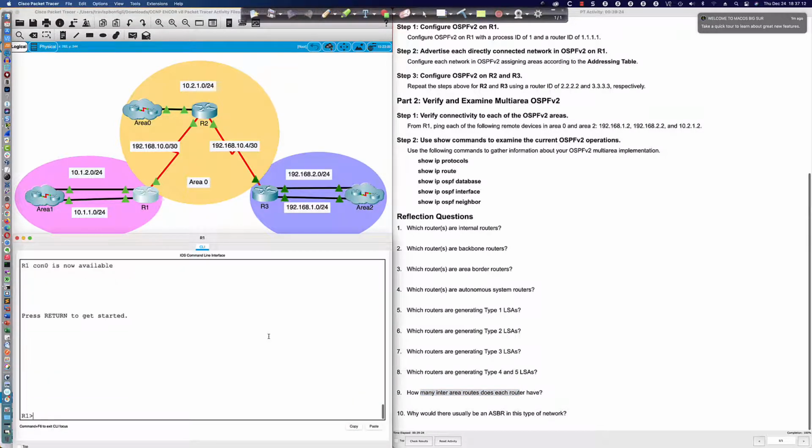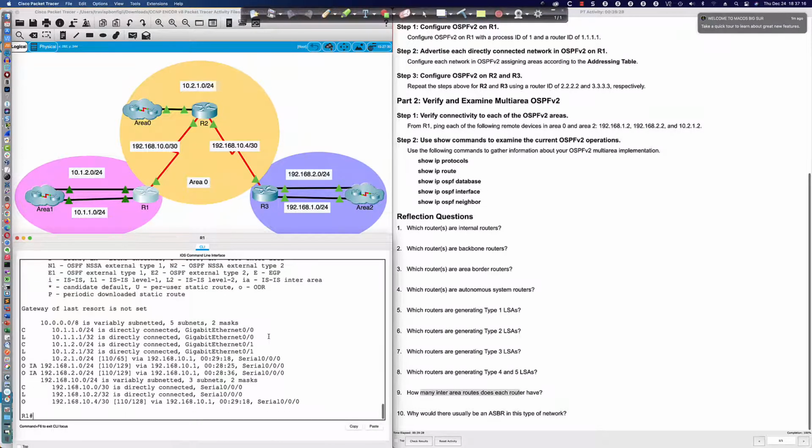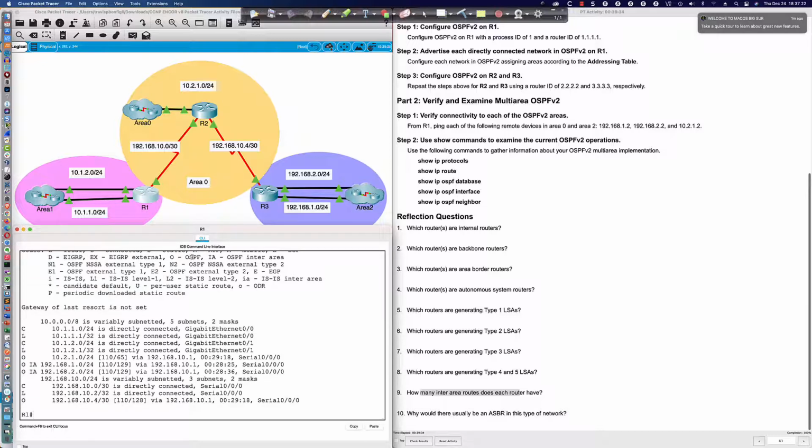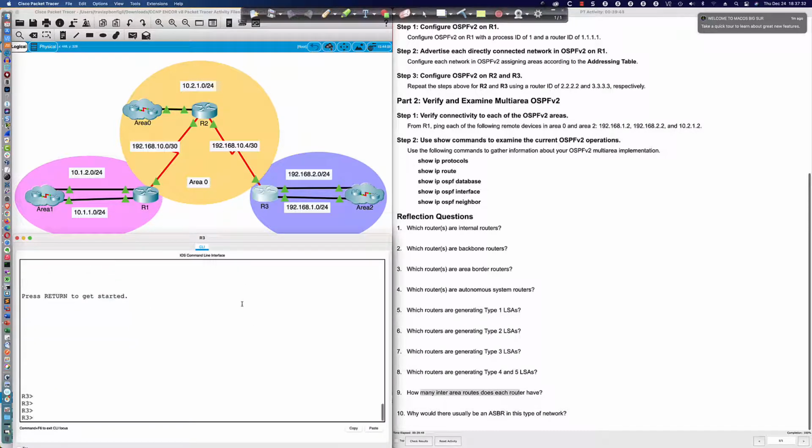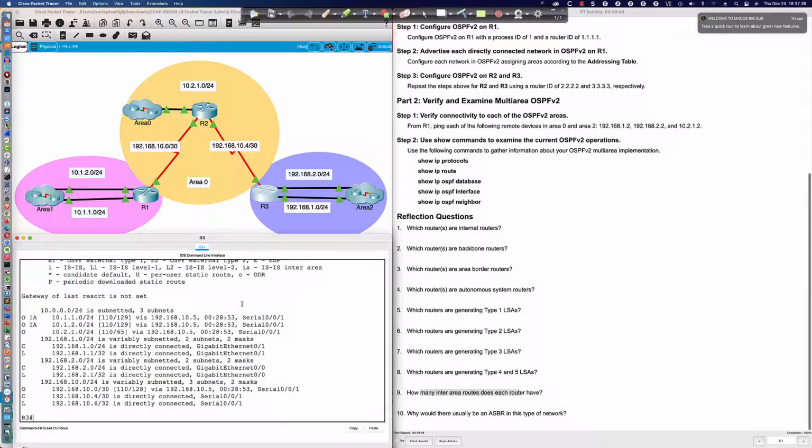Well, that's, again, low-hanging fruit. All we have to do is show IP route, and look at the routing table. How do we tell if it's an inter-area OSPF route? Is it an OIA? So how many inter-area routes does router 1 see? It sees 2. Router 3 should also see only 2. Show IP route. And there they are.